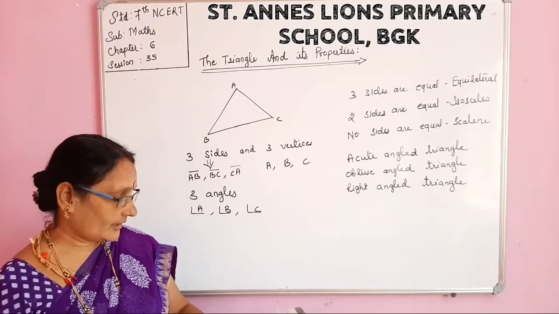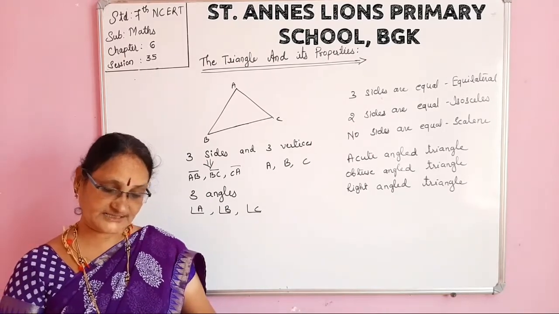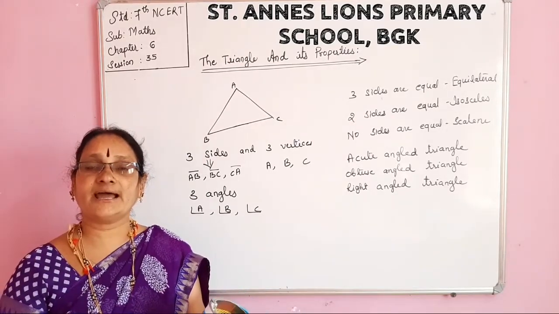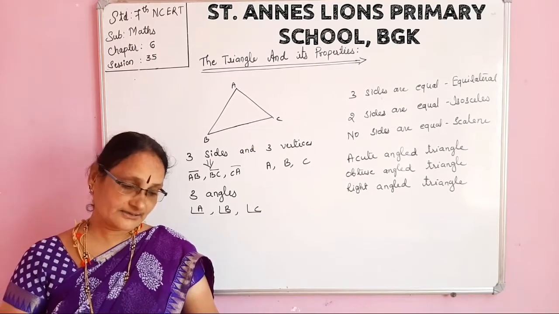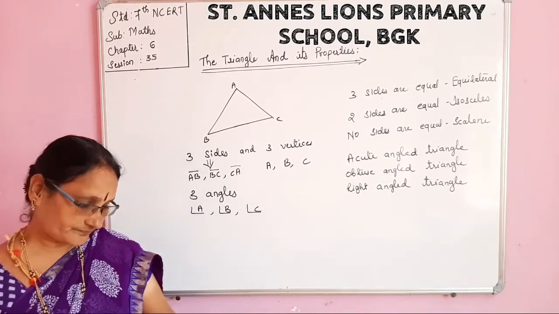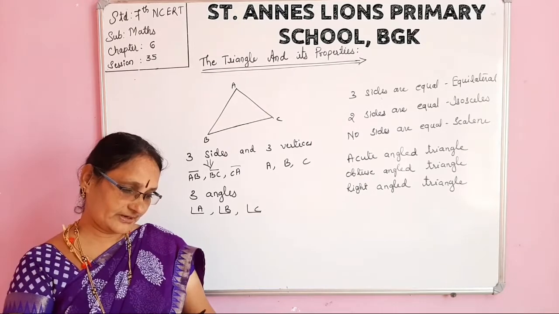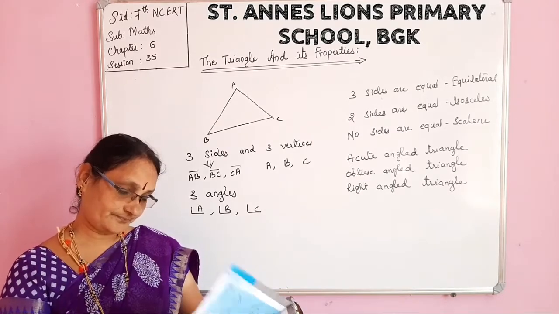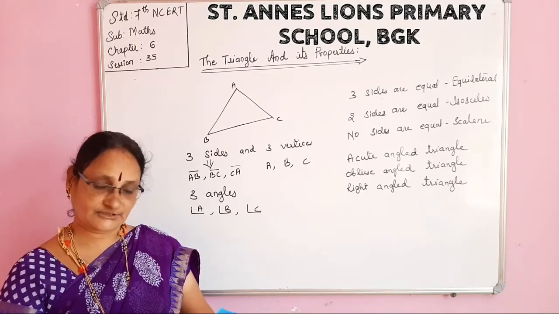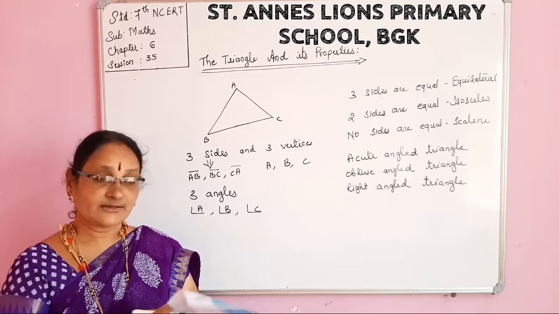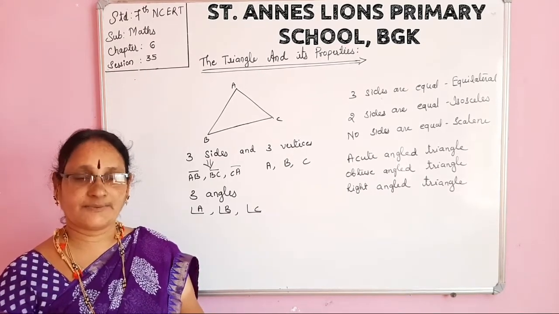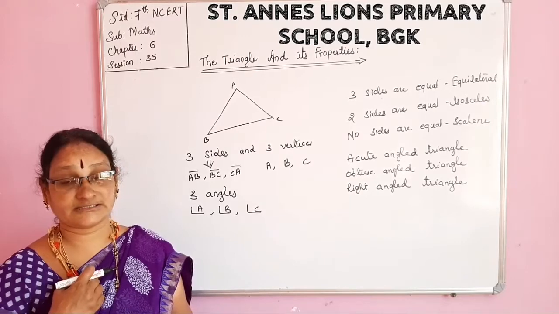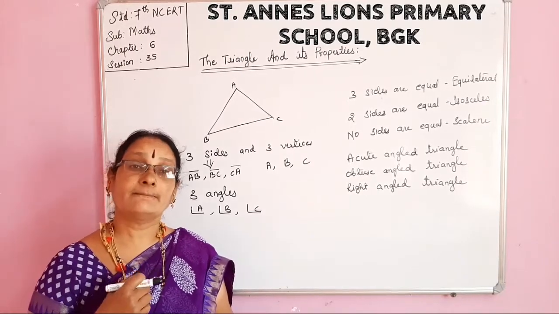Okay, so now on this base, the next aspects you are learning are median and altitude. That is very important. In your textbook, there is a Try These exercise. So please try it. You have to write the name of the triangle on the basis of the sides and also on the basis of the angles. You have to name them. That is for your practice.